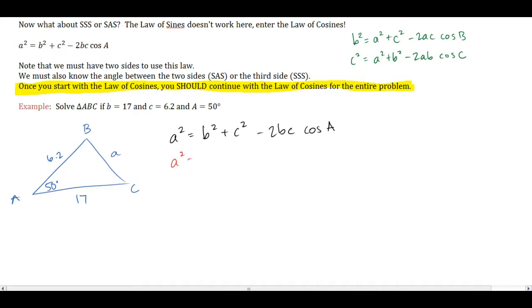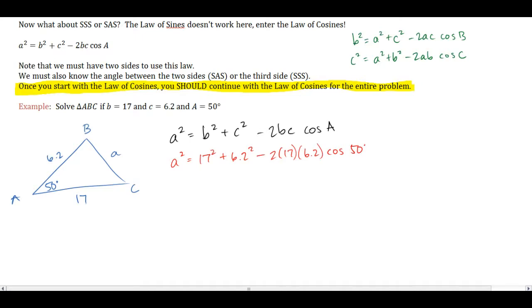A squared equals 17 squared plus 6.2 squared minus 2 times 17 times 6.2 cosine of the angle between them, 50 degrees. Golden. Look at that. It's all on one side.